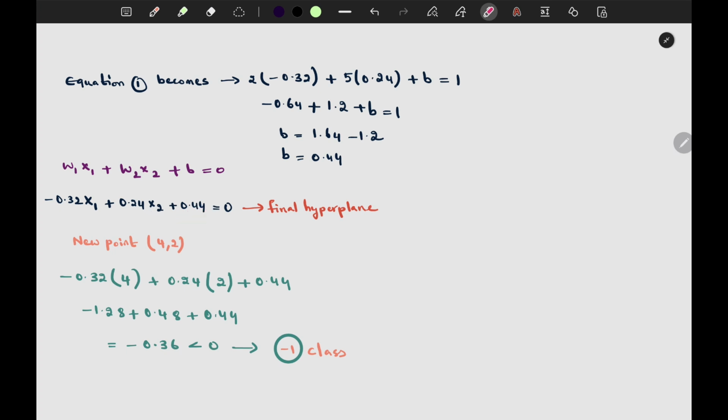Now whatever point you give, here I am giving 4, 2. You can give 2, 1, 3, 4, whatever the value. You will be substituting in this particular equation. See how simple it is. Minus 0.32 into 4 plus 0.24 into 2 plus 0.44. I got this as a negative value, which is less than 0. So my class will be the negative class classification.